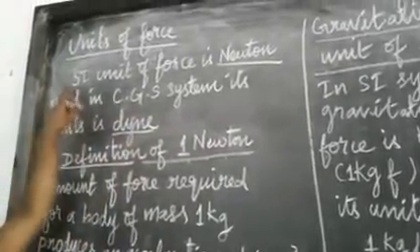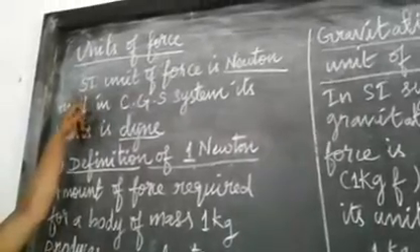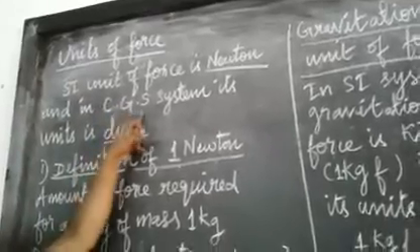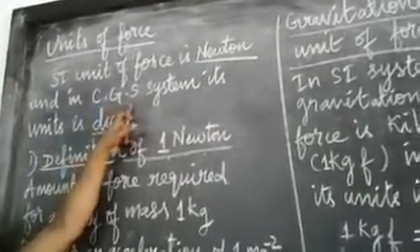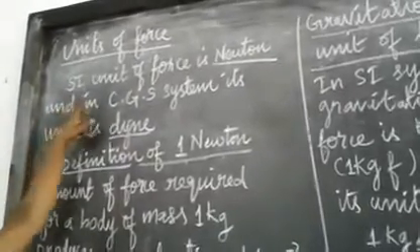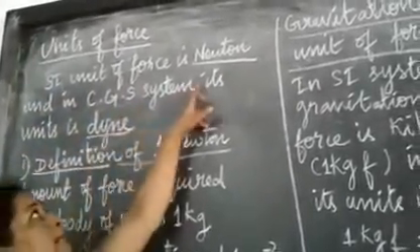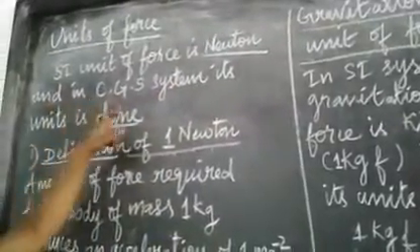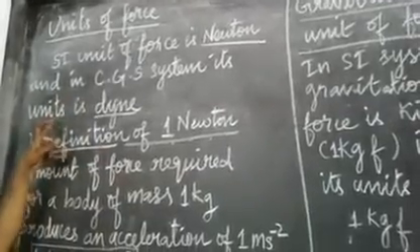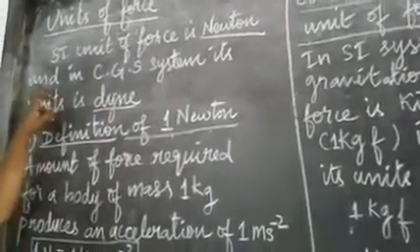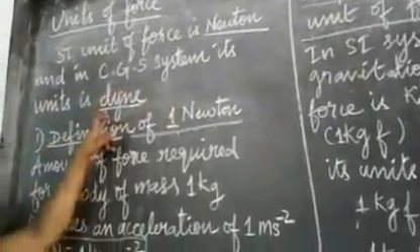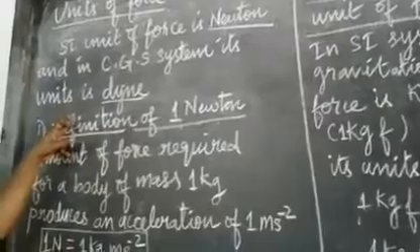SI means System International. CGS means centimeter, gram, second. There are two systems for units of force. In the SI system, the unit of force is Newton, and in the CGS system, the unit of force is dyne. These are the two systems of units. This is the unit of force in each of the two systems.